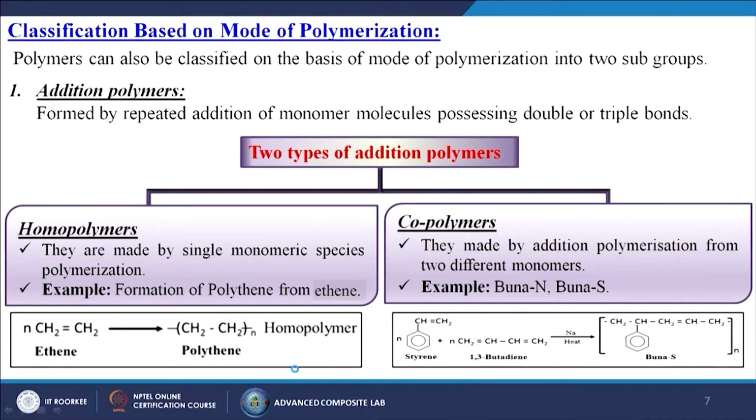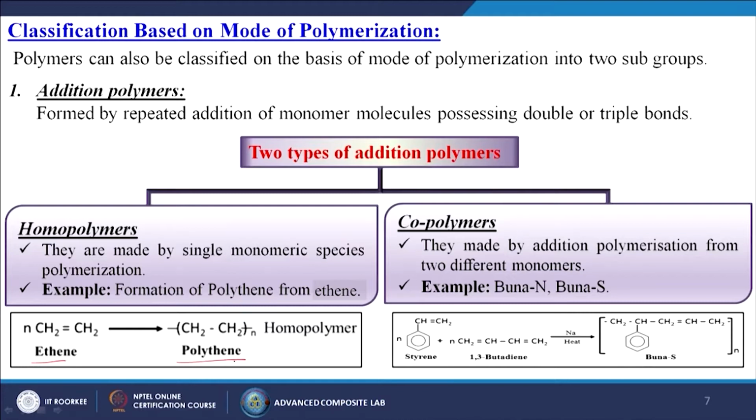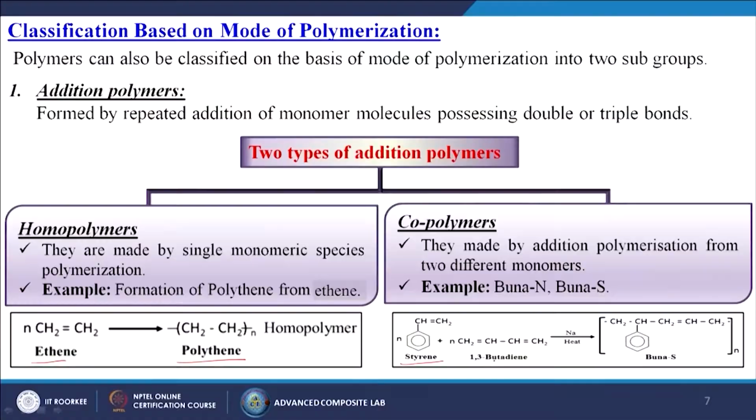So, there are two types of addition polymers, one is called the homopolymers, another one is called the copolymers. What are homopolymers? They are made by single monomeric species polymerizations. Example: formation of polythene from ethene. The same group we are attaching all together like a monomer, and then we are getting the polymer itself. And when we are talking about the copolymers, they are made by addition polymerizations from two different monomers. So, there are two species generally we are adding, like if we add styrene with 1,3-butadiene, then we can get the BuNa-S.